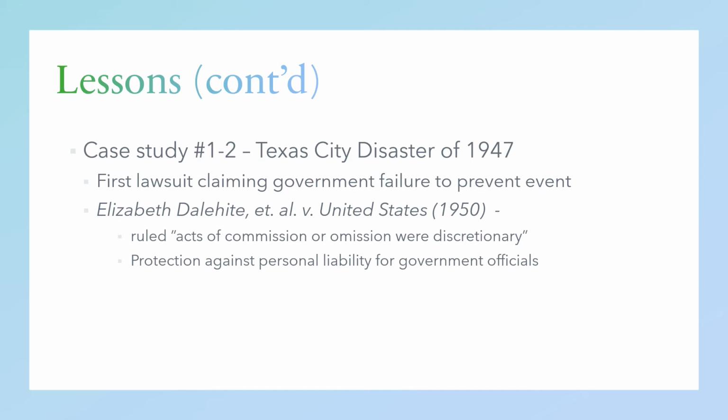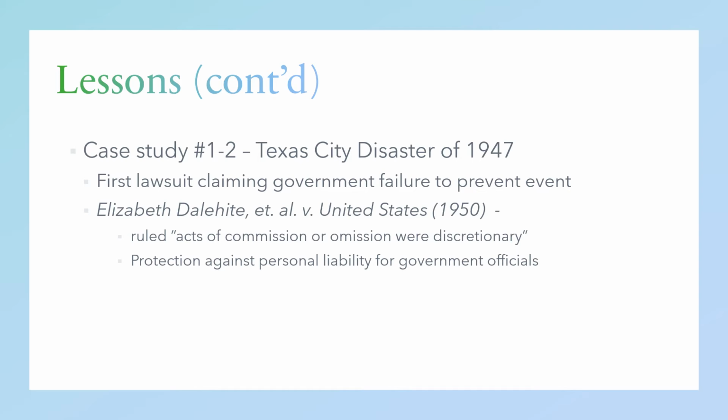Aside from that, one of the big takeaways was the first lawsuits that were filed claiming government responsibility. As you might expect, the case of Elizabeth Dalehite versus United States claimed that we deserve some compensation because the accident was preventable had the government taken the warnings ahead of time and done something about it. Well, the problem is the lower court ruled, and it was upheld by the Supreme Court, that acts of commission or omission were discretionary. So you can't hold people accountable for making a discretionary decision.